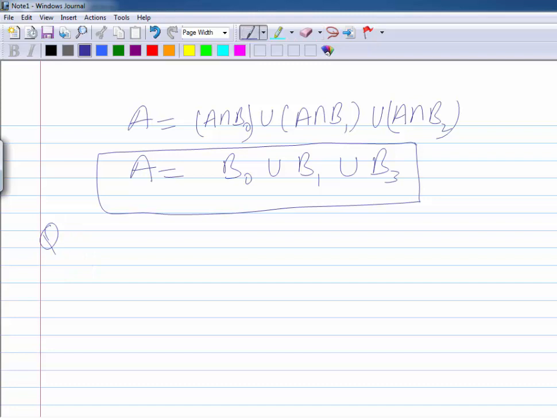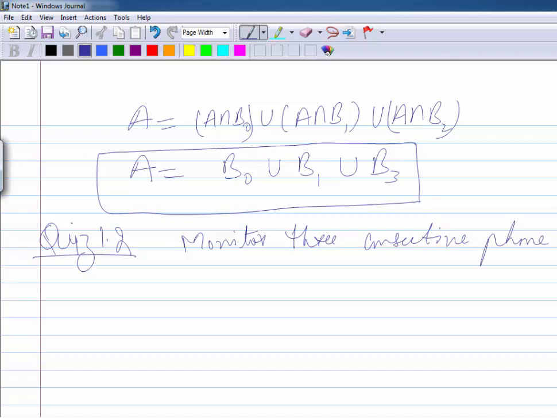So this is quiz number 1.2 in your book. Now what does the quiz say? It says to monitor three consecutive phone calls through a telephone switch. We have to actually observe these calls to the telephone switching office.